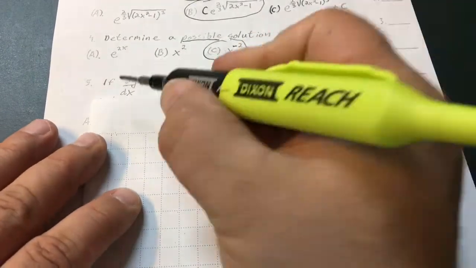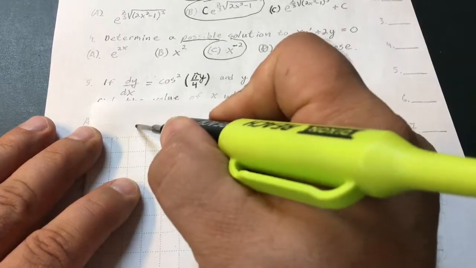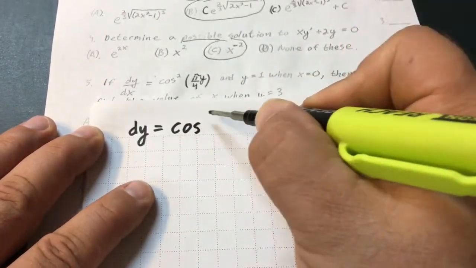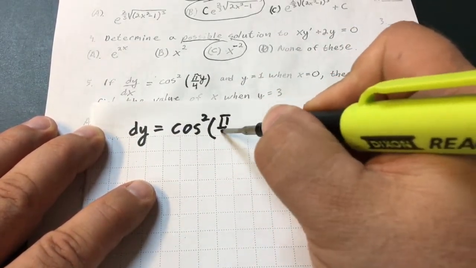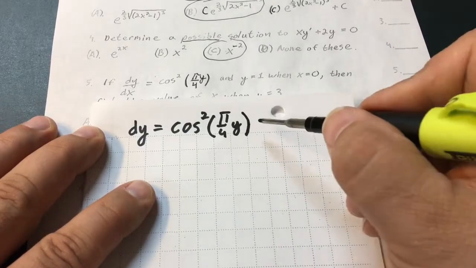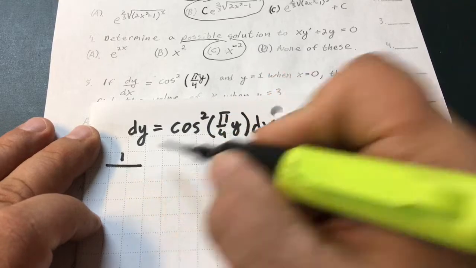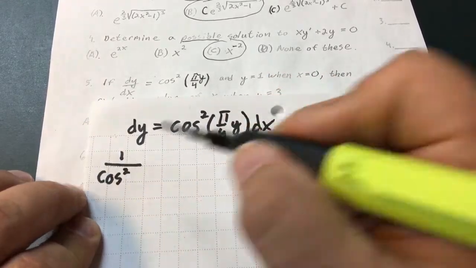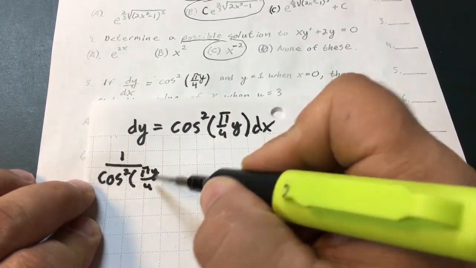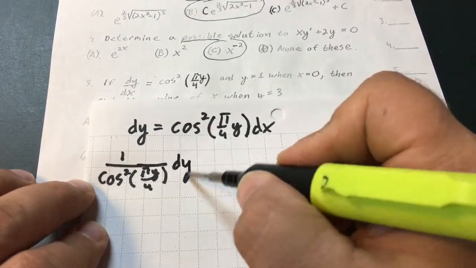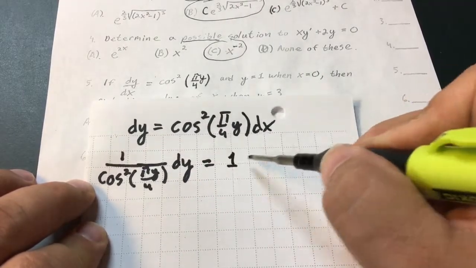Number 5. I want to separate the equation. I'm going to multiply both sides by dx. That's going to give me dy equals cosine squared pi over 4 y dx. Well, the y is over here. I need that on this side. So that's going to give me 1 over this whole monster, cosine squared pi y over 4, dy equals just the 1 dx.